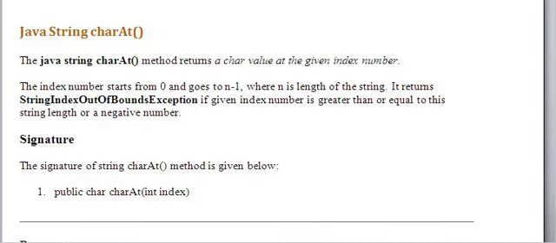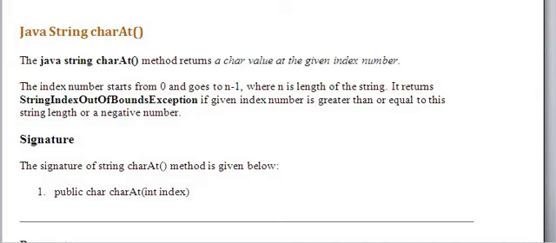The next method is charAt. It returns a char value at a given index number. So you need to give an index. The index always starts with 0 and goes from 0 to n-1, where n is the length of the string. So what if your index is greater than or equal to the string length or any negative number? Then it throws StringIndexOutOfBoundsException. Exception means error.